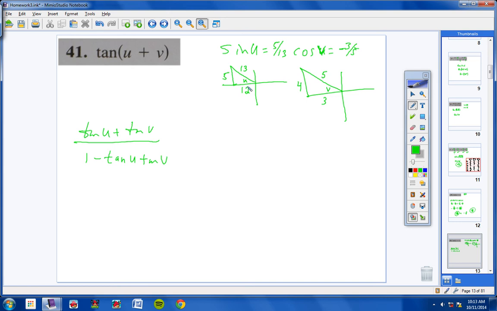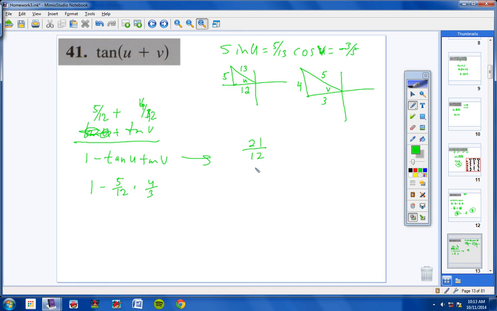So for tangent of u, here's angle u right here. That'd be opposite over adjacent. So 5/12 plus tangent of v. Here's v over here. That'd be opposite over adjacent. So 4/3. So down here we'd have 1 minus 5/12 times 4/3. Okay, let's go across this way. To get a common denominator, it'd be 16 over 12. So 21 over 12. So the top is 21 over 12.